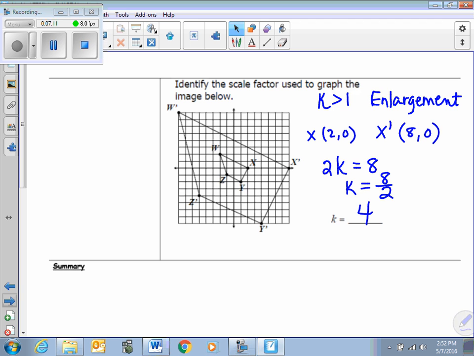And that wraps up the lesson on dilations, wraps up the unit on transformations. That is all.